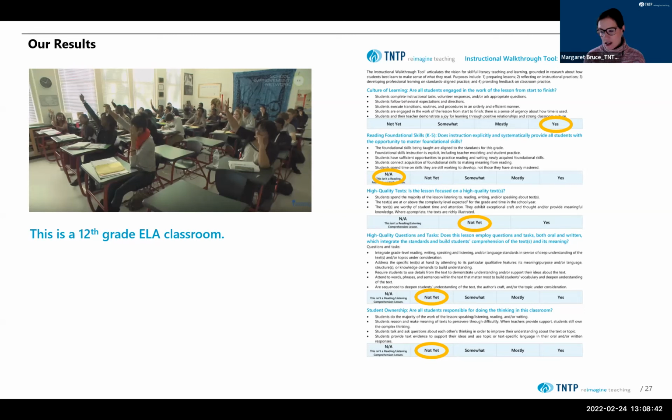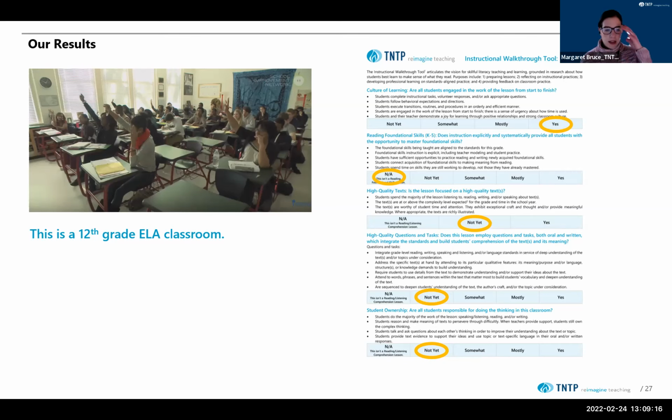For high quality text, we are with the 93% of you all that also said not yet. There is no text present in this lesson. So you may have been looking for a text or hearing some references to text, but in fact, there is zero text used in this lesson. So while students reference characters from popular movies and books, they do not read or refer to any specific text. And while students did mention some text in their discussion, the entirety of the lesson was spent outside of this text.